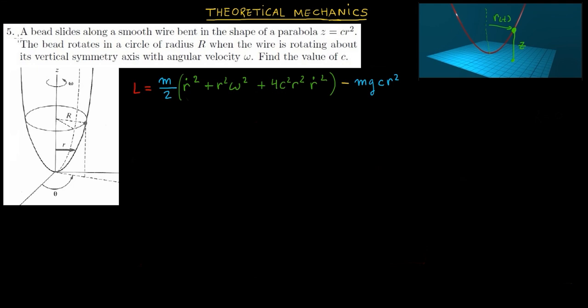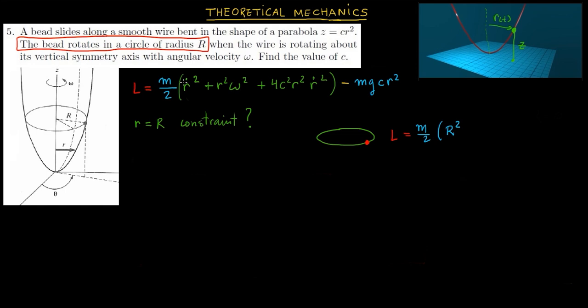Now the question is, what about this phrase? Is this a constraint? I mean, is R equals capital R a constraint? And it's not a constraint, because if we set R equals R for the beginning, then the picture is like that, and a particle moving in this circle. And the Lagrangian will be m over 2 r squared, because this must be 0, r square omega square plus 0 because this r dot, minus mg c r square. Then we will obtain a circular motion. R equals capital R is not a constraint in general.